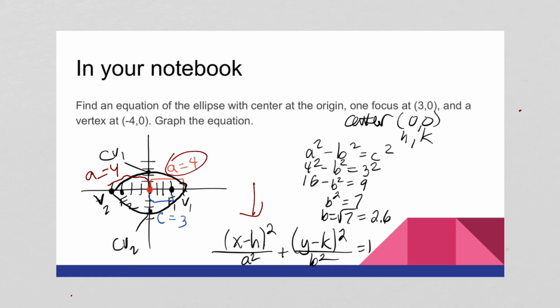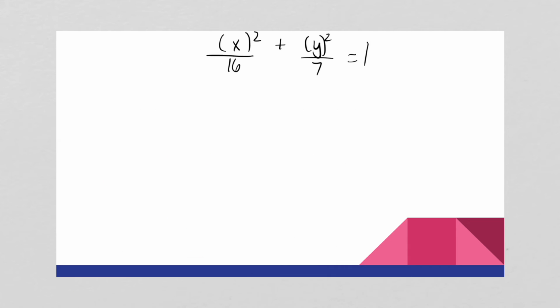So when I plug all my information into this equation, I'm getting x minus 0, because that's the origin, squared over 16. That was my a squared. Plus y minus 0 squared over b squared, which we got, which was 7, equals 1. So there was my equation for that ellipse.